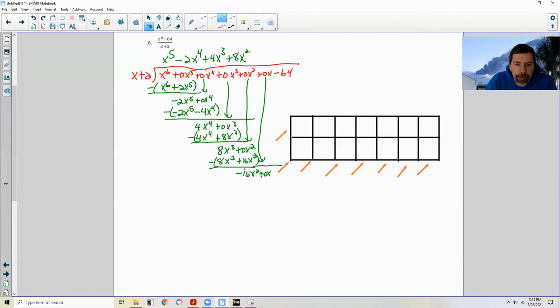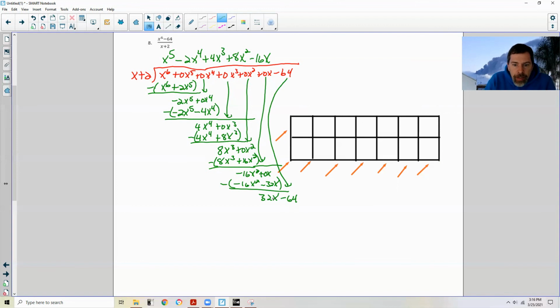All right, x, I need a negative 16. I have an x squared, I have an x, I need another x. Negative 16x times x is negative 16x squared. Negative 16x times 2 is a negative 32x. Subtract. Negative 16x squared plus 16x squared is 0. 0 plus 32x is 32x. Bring down this minus 64.